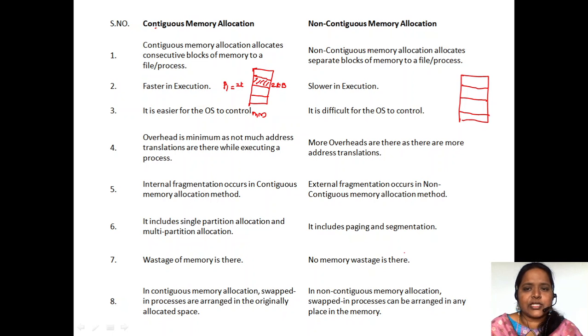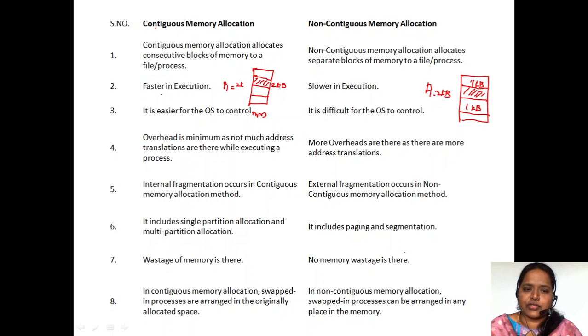Non-contiguous memory allocation separates blocks of memory for a process. If P1 needs 2 KB, here we can allocate 1 KB, and suppose this is filled, another 1 KB we can allocate elsewhere. In contiguous allocation we have to allocate continuously in sequence order, whereas here there is no such restriction. That is the major difference between contiguous and non-contiguous.